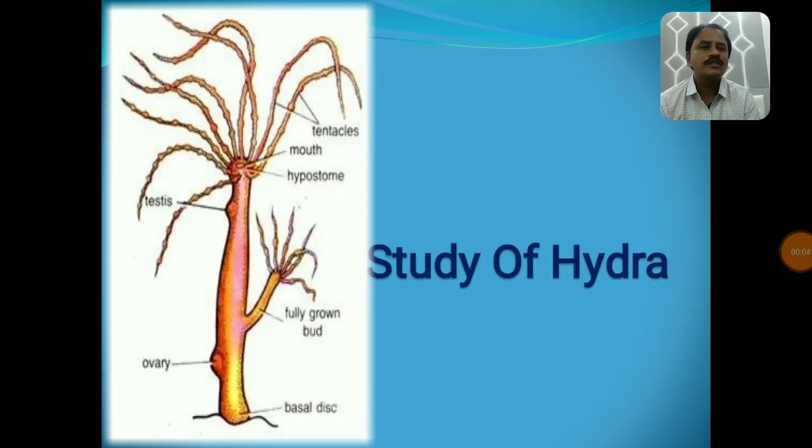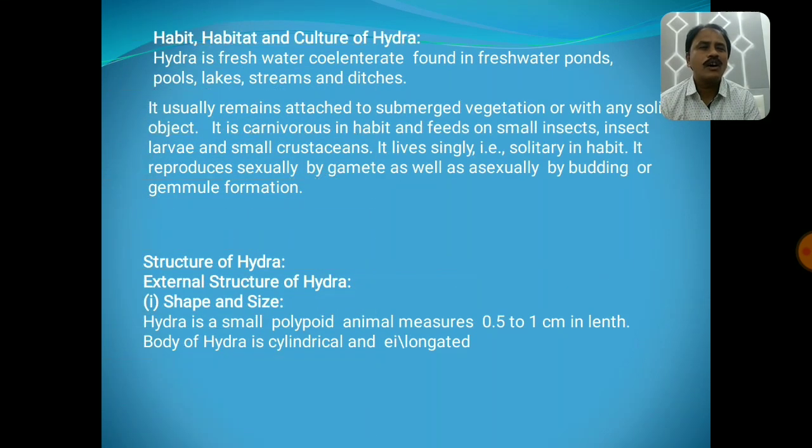Today we are going to study the structure of Hydra. Hydra is a small ciliate animal. It is found in freshwater bodies like ponds, pools, lakes, streams and ditches. It usually remains attached to aquatic vegetation or some solid object.